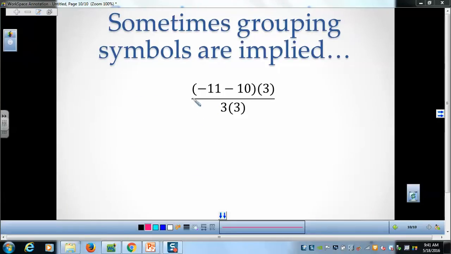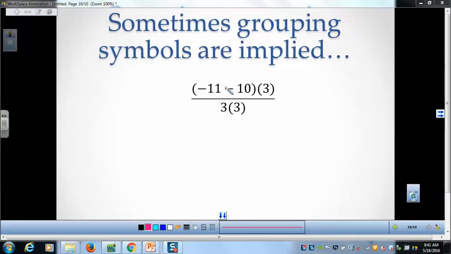So notice we eventually want to do division. But to do division, I have to get to one number in the numerator and one number in the denominator. So what I'm going to look at and follow is my order of operations in the numerator, and I'm going to look at and follow the order of operations in the denominator. So now I see my grouping symbol here, so I need to take care of the operation inside of my grouping symbol, which is subtraction.